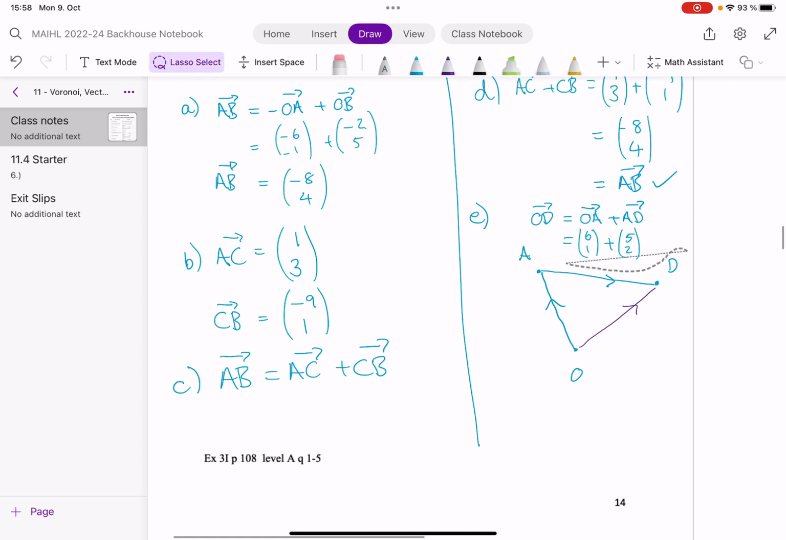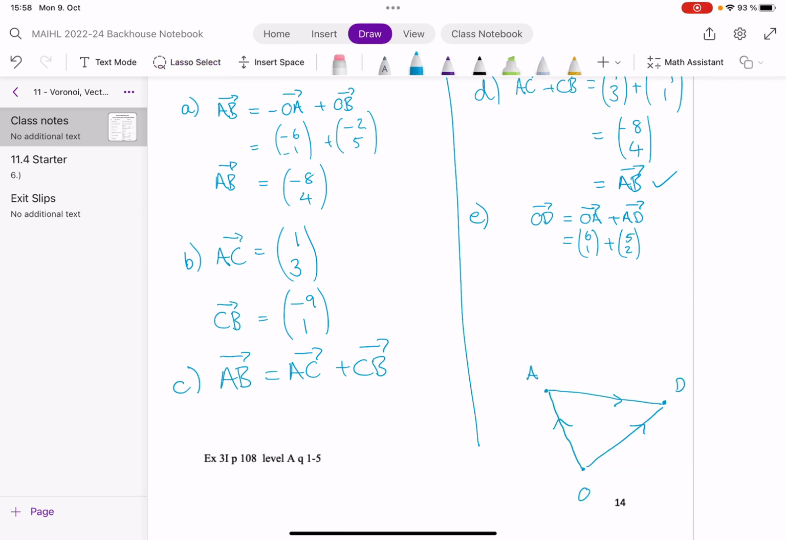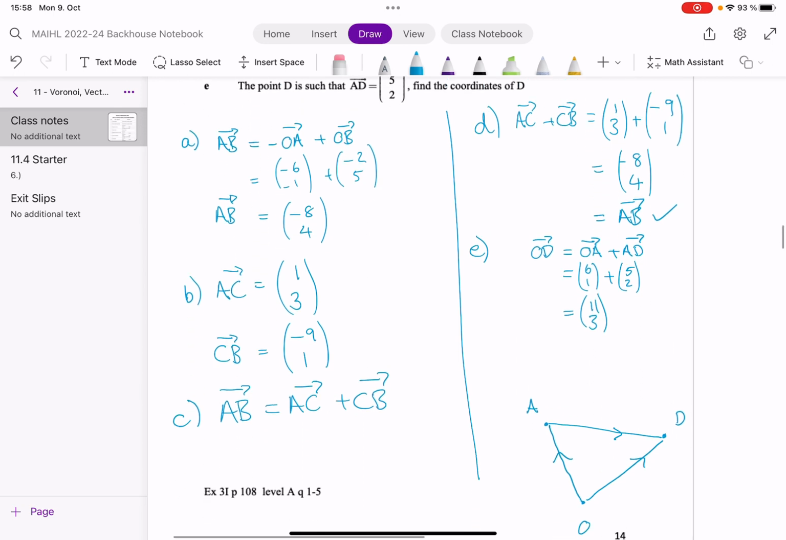Okay, let's just move this out of the way. All right, and then I want to find OD, so I'm going to add those together and I'll get (11, 3). So the coordinates of D are (11, 3).